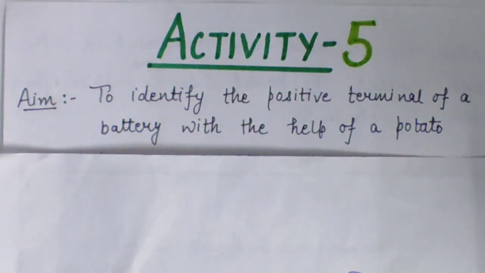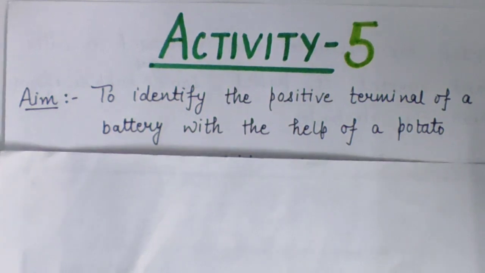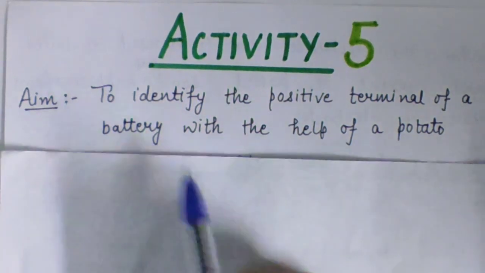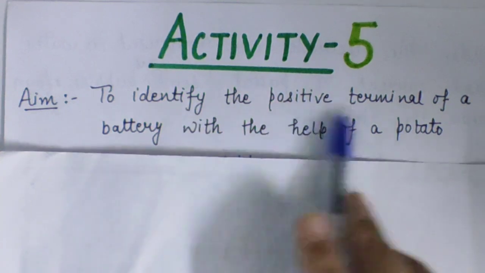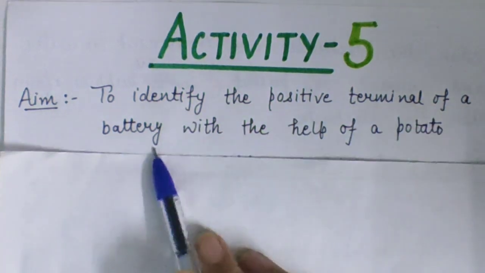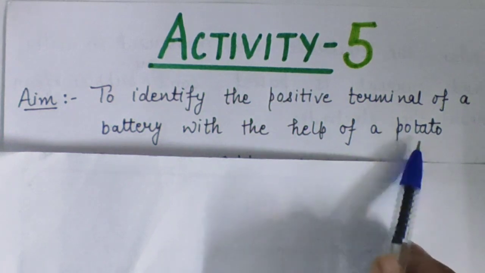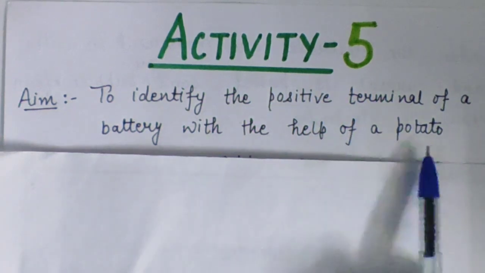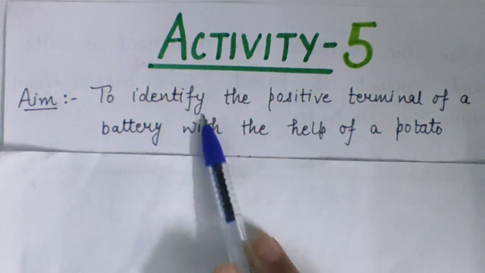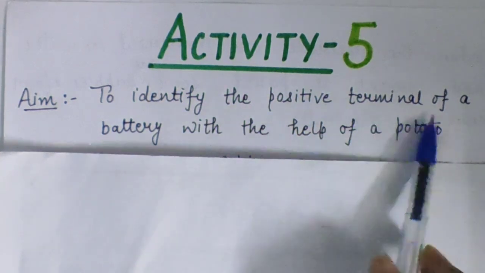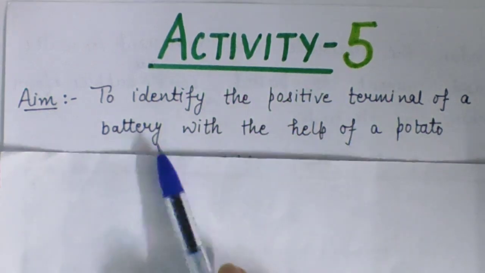So now we will perform an activity in which we are trying to show that we can identify the positive terminal of the battery. The aim of our activity is to identify the positive terminal of a battery with the help of a potato. Okay, means by the help of potato we can identify the positive terminal of a battery. But how?